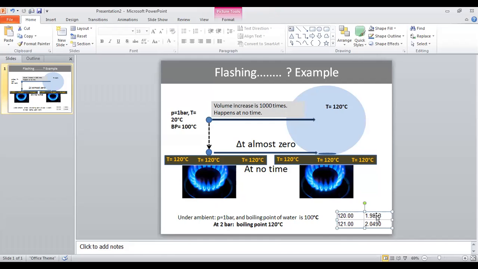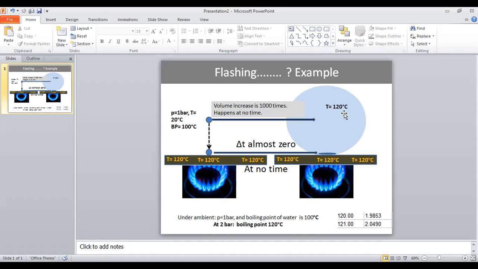This is from the steam property table. I'm circling here. At the pressure of 1.9853 bar, the saturation temperature, the boiling temperature, is 120. At the pressure of 2.04 bar, almost around 2, the saturation temperature is 121. So we would say 120 is the boiling temperature at 2 bar.